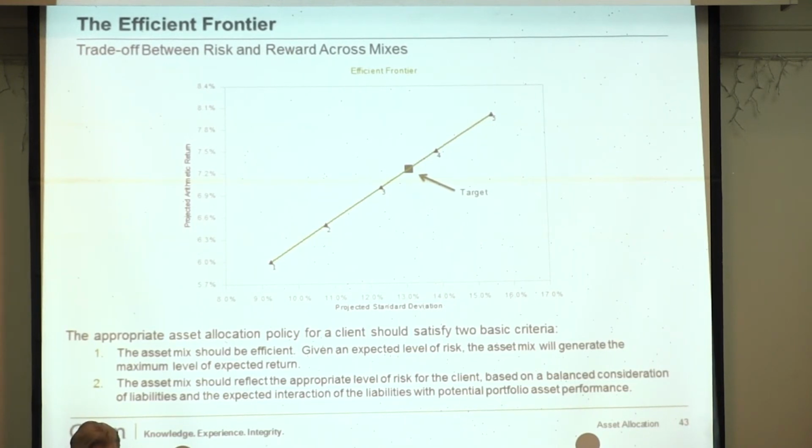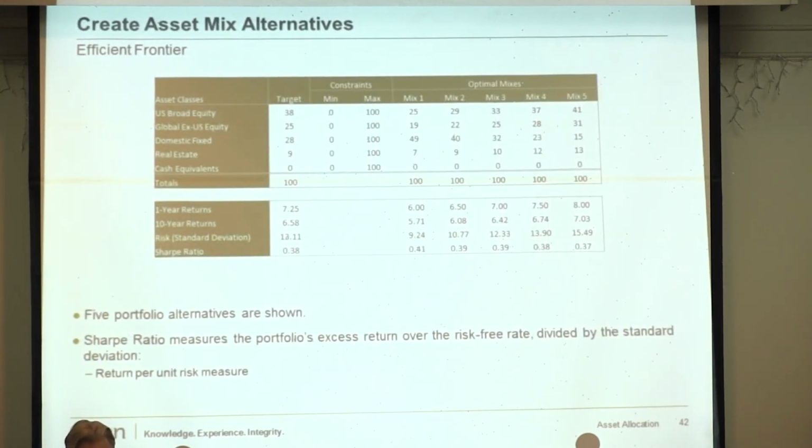On back to page 42, we actually show what those asset mixes are. So I talked about this before. Your current target is the first column here. So that's your target asset allocation. That's your current policy for making your investments, which we came up with years ago when we did your last asset allocation work. And then we have these other mixes that are efficient.